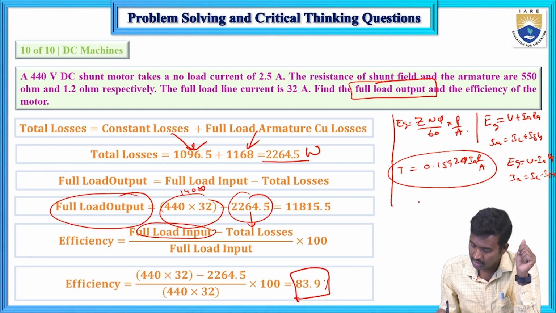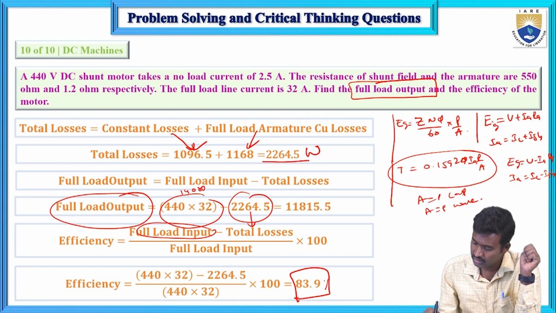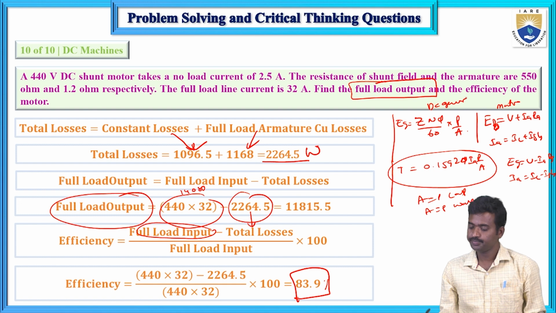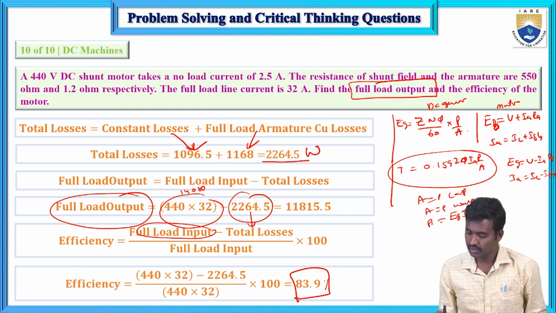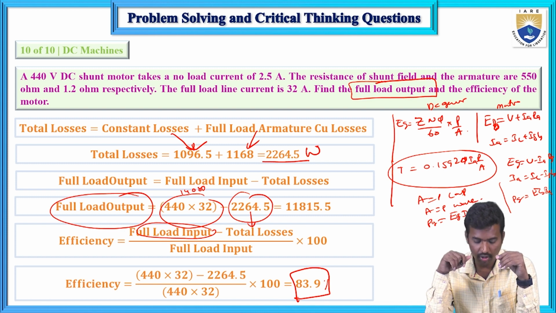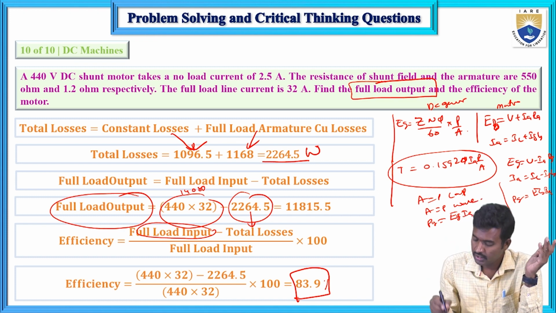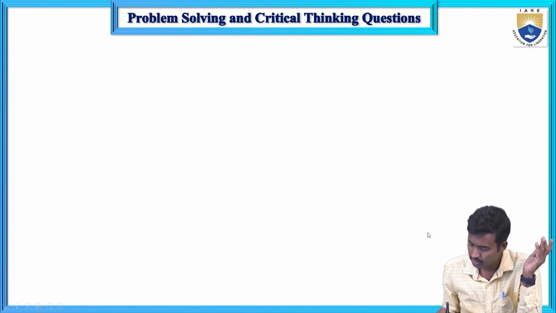And next thing, A equals P and A equals 2. This is for lap winding and this one is wave winding. And another thing, in the motor case, this is EB, not EG. This one is the DC generator case. And next, EG into IA is the power generated, and gross power equals EB into IA. So these are the formulas. Next, efficiency formula, output by input. Next, total losses equals constant losses plus full load armature copper losses. These are the main formulas you need to determine.